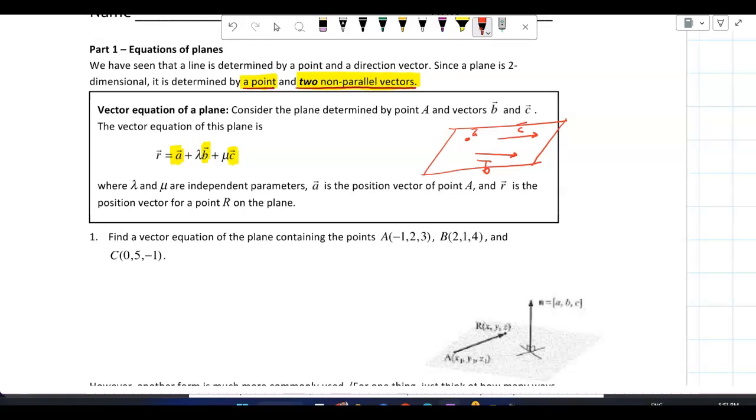A is a position vector of a point, correct? A is a position vector for a known point, and R is a position vector for a point R on the plane. So your R is always the x, y, z. It's like a variable point.